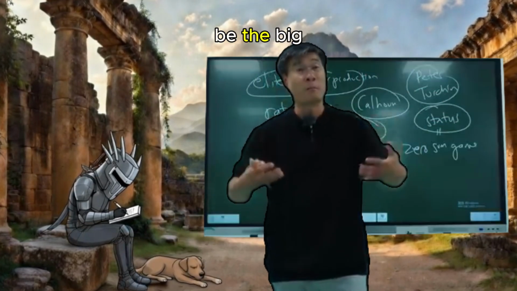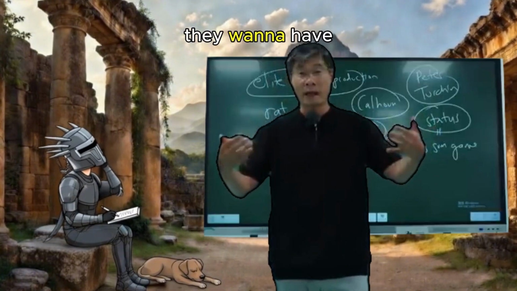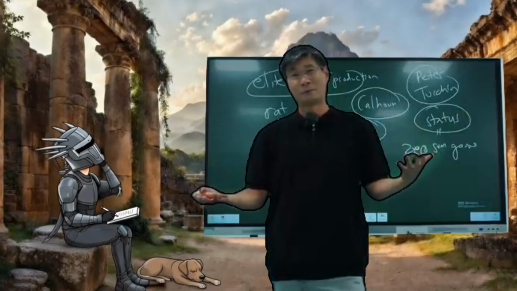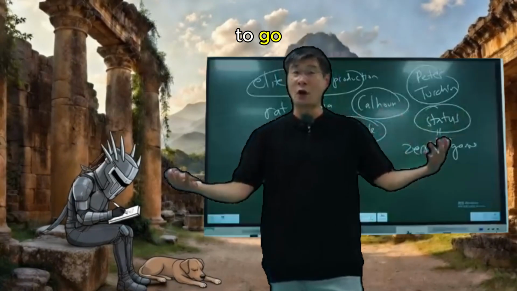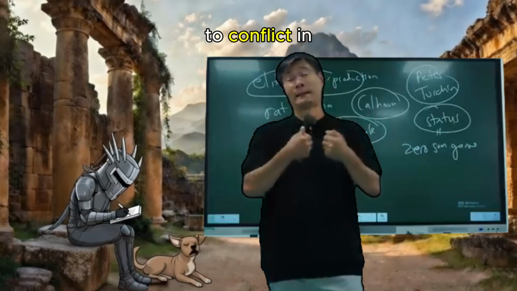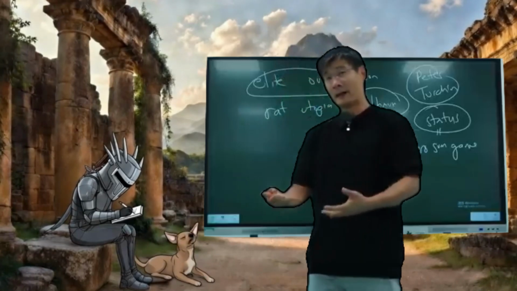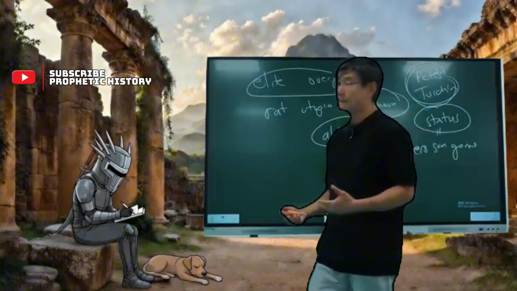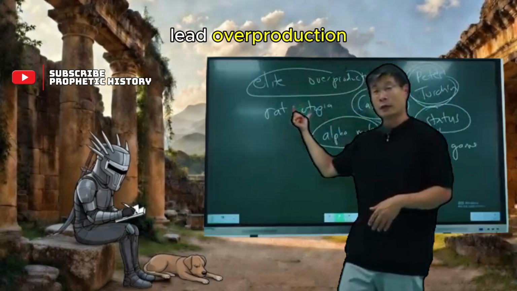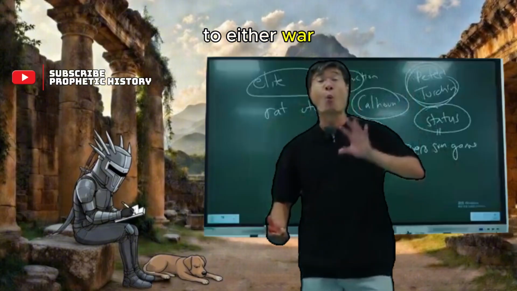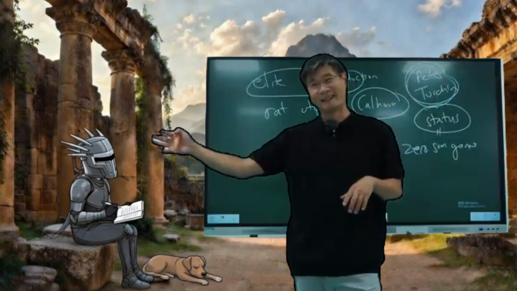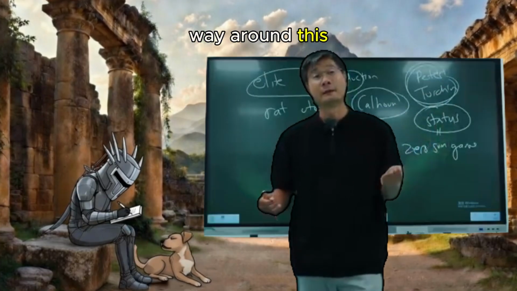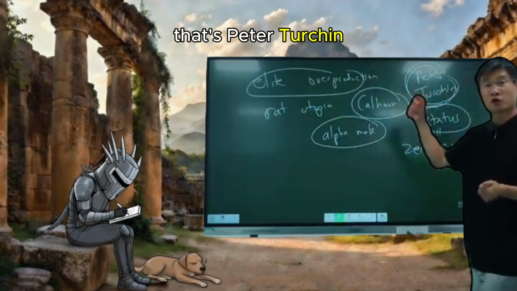They want to be the big boss. They want to have the power, but there's too many of them. Okay? There's no place for them to go. And that leads to conflict in society. And ultimately, what Peter Turchin has discovered is, if that's the case, then elite overproduction will ultimately lead to either war or revolution. It will lead to the collapse of society. And there's no way around this. Okay? That's Peter Turchin.